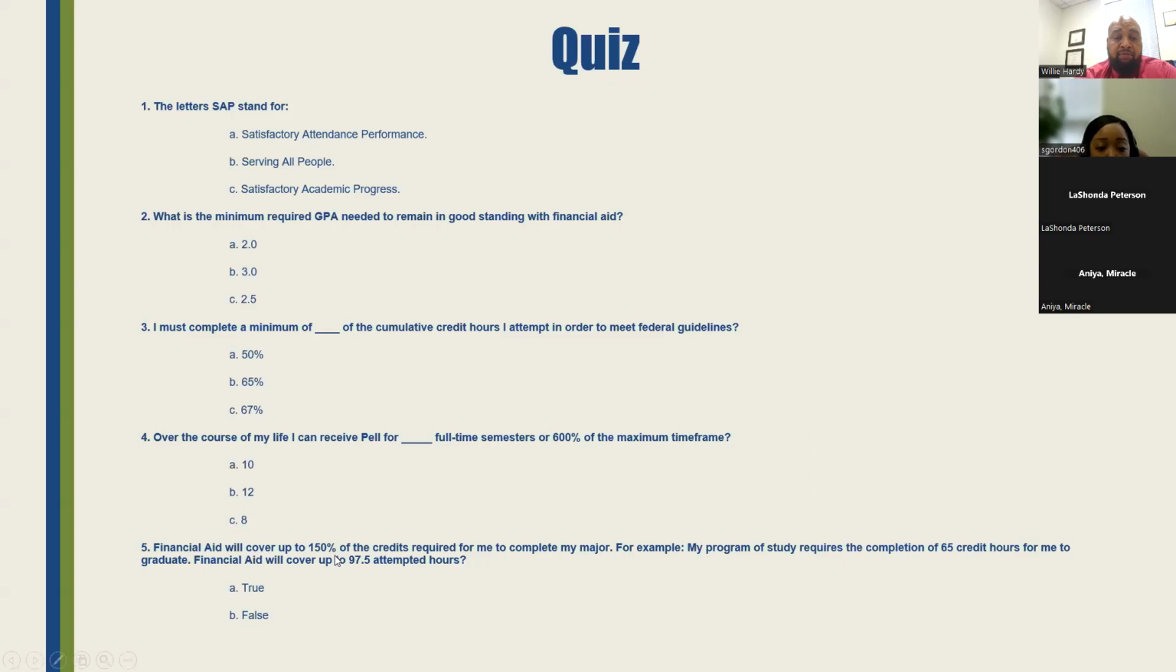Financial aid will cover up to 150% of the credit hours required for me to complete a major. For example, a program of study requires the completion of 65 credit hours for me to graduate. Financial aid will cover up to 97.5 attempted hours. True or false? Right, it's true. Because we'll cover up to 97.5 for the student to receive financial aid. And how we get that is we do 150% times 65 credit hours, which comes out to 97.5.